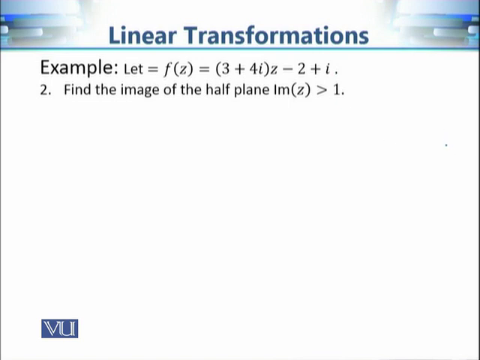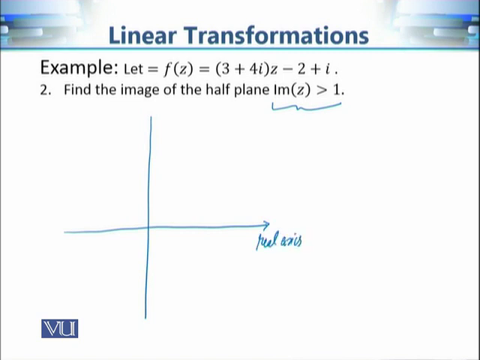Now let's consider another example where we want to find the image of this half plane under this linear transformation. Now what is this half plane? It is the set of all complex numbers such that the imaginary part of that complex number is greater than 1. Now let's see geometrically what this half plane is. So this is the real axis and this is the imaginary axis.